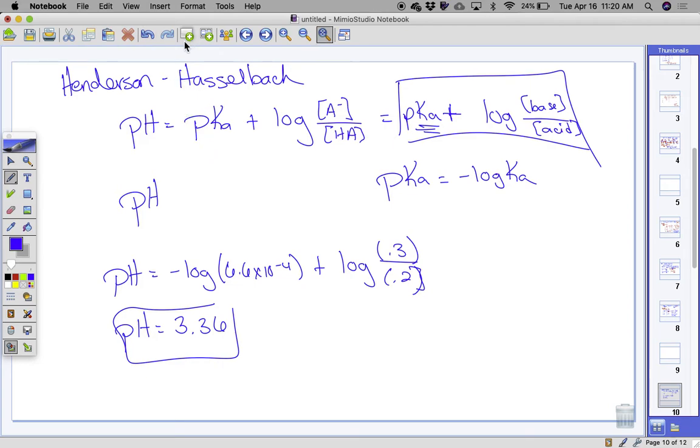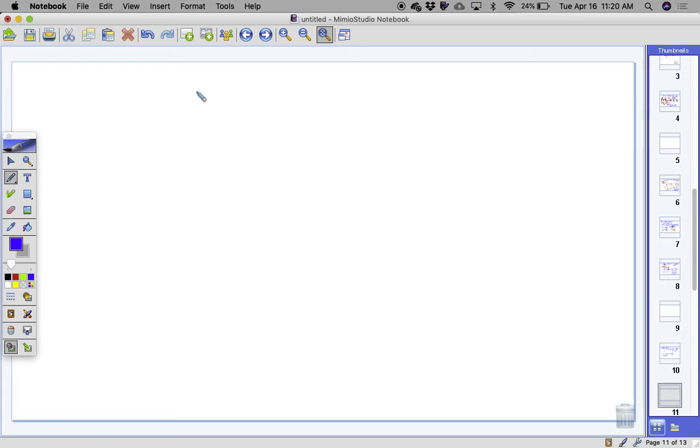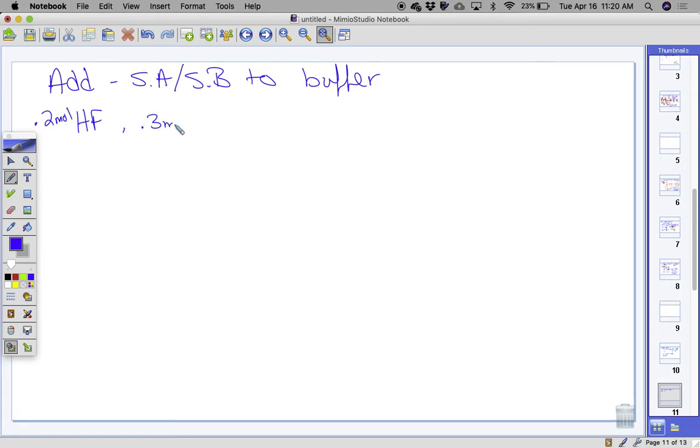All right, so how does the buffer resist a pH change? We're going to show it to you mathematically. We have to add a strong acid or strong base to a buffer. That's the problem we're getting ready to do. We're going to use the same buffer since we already have all that math, the same thing we just did. So we have a buffer of HF, 0.2 moles of that, and we had 0.3 moles of NaF in a 1 liter container.